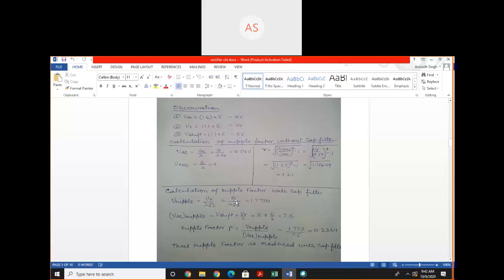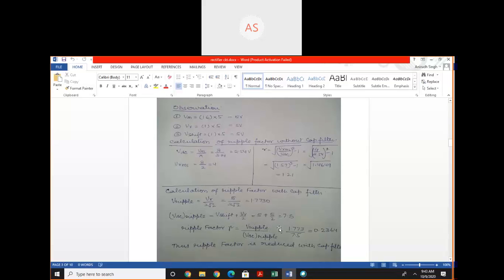Calculation of ripple factor with capacitor filter: when we connect a capacitor across load resistance RL, then V ripple is given by VR divided by 2 under root 2. Value of VR is 5, and so we calculate the value of V ripple. VDC ripple is V shift plus VR by 2. The value of V shift is 5 and the value of VR is 5. So the value of VDC ripple is 7.5.